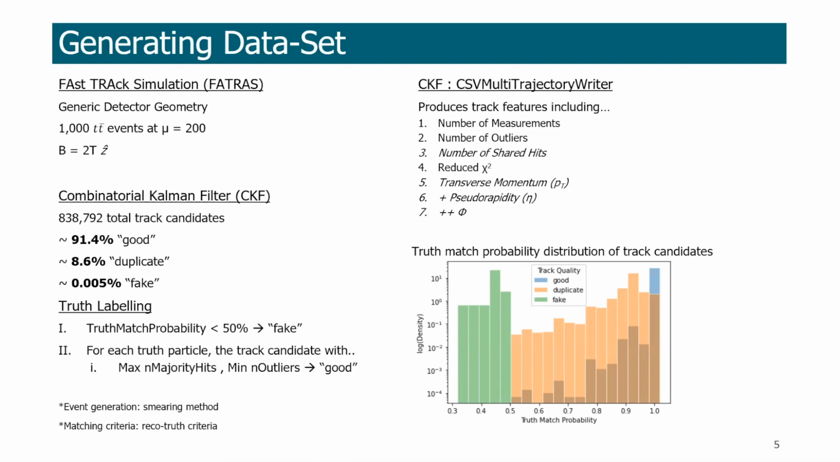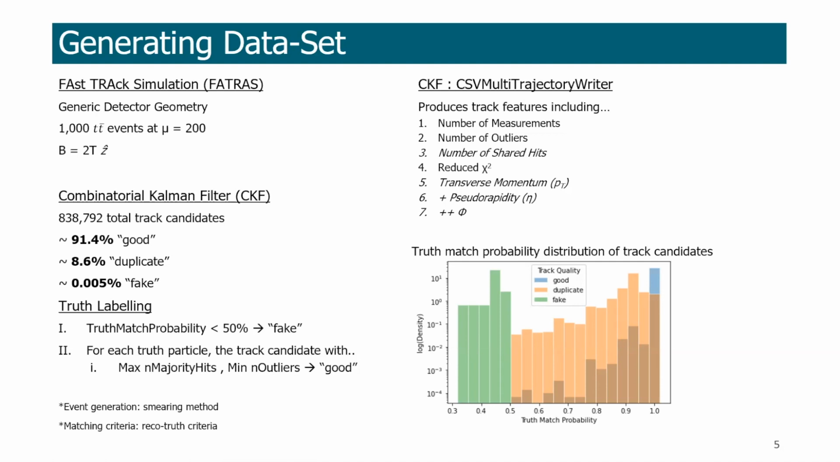The track features that I produced included the number of measurements, the number of outlier measurements, and the reduced chi-squared fit of the track, which were used in the neural network already integrated into ACTS. Some new features that were introduced were the number of shared hits, which is the number of measurements also present in nearby candidates, the transverse momentum, the pseudorapidity, and phi, which are both measurements of a track's location within a detector.